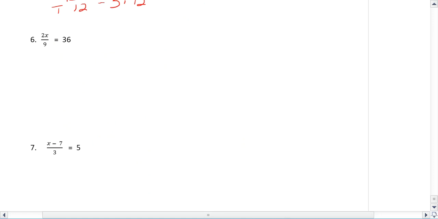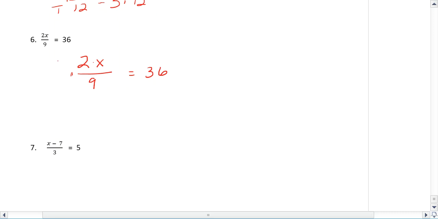Now in example number 6, we have a couple of choices here. The x is being multiplied by 2 and divided by 9. You can do those separately. You could multiply by 9 on both sides and get 2x equals that answer, and then divide by 2. But I'd like you to also learn a method. When you have this x and it's being multiplied by 2/9, we can do this all in one step if we multiply both sides by the reciprocal.